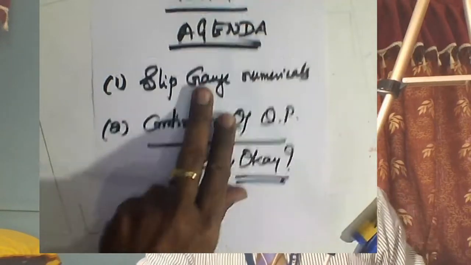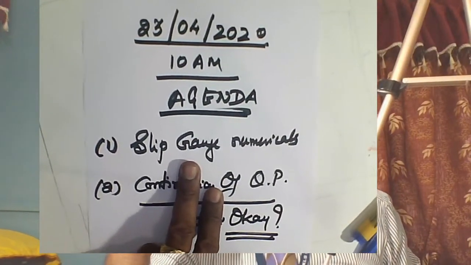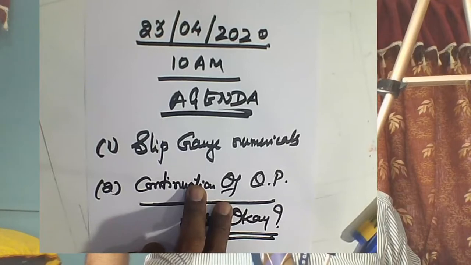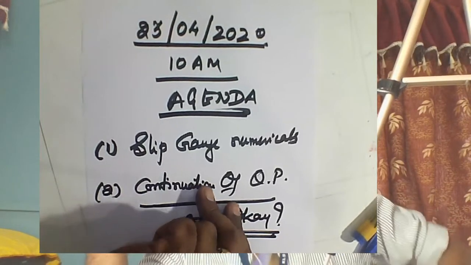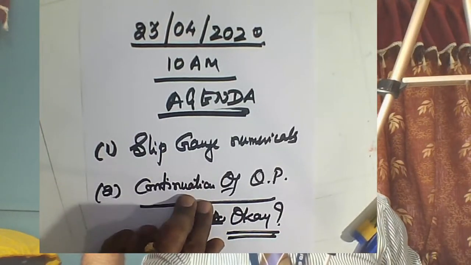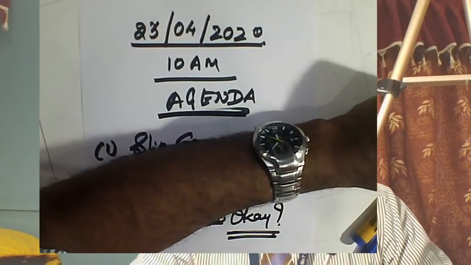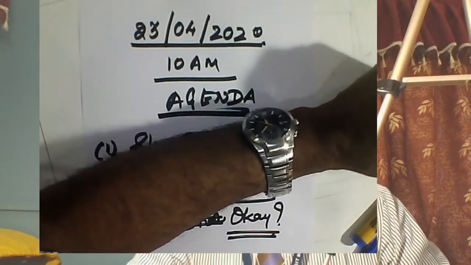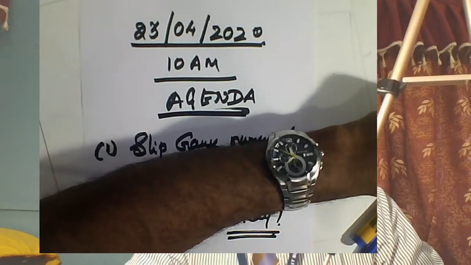Tomorrow's agenda: 23rd April 2020, 10 a.m. Today's date is the 22nd. Okay, slip gauge numericals and then question papers will be discussed. Let me see what your responses are. I'm online. Okay, what are your responses?